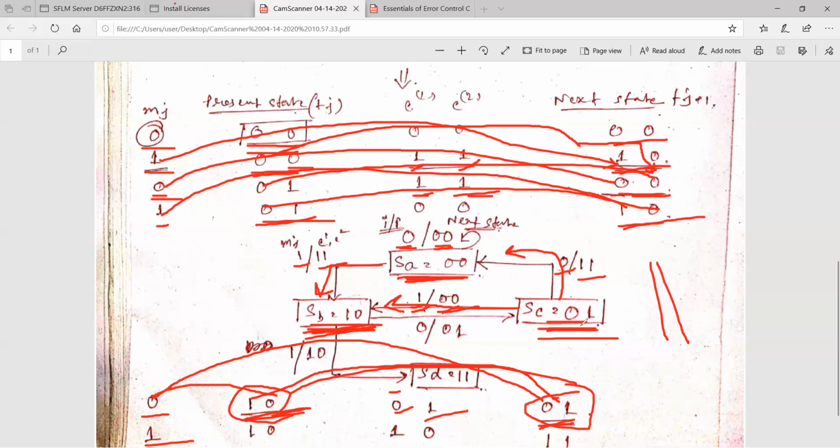So we are just assuming that this is 1, 0. So this is the present state, and our next state is 0, 1. You can see that one arrow is going from SB to SC. Okay. And what is the condition? When the message bit is 0, and C1 and C2 is 0, 1. So in this way, you can draw it for this transition, when 1, 0, let me just erase it.